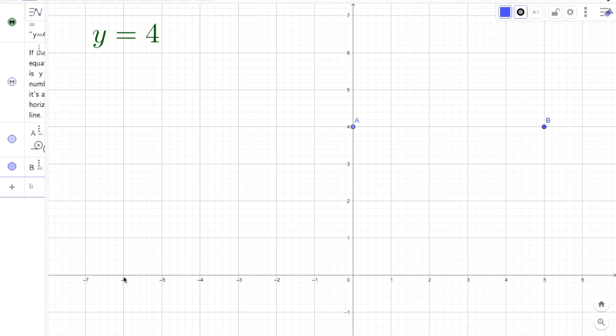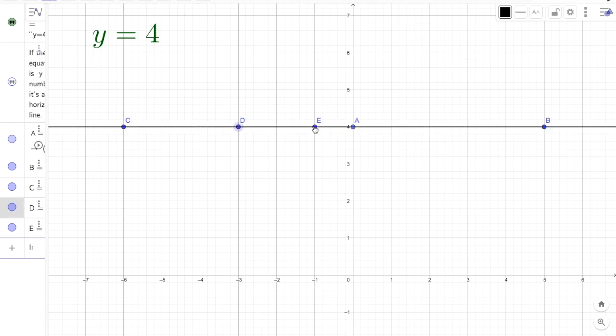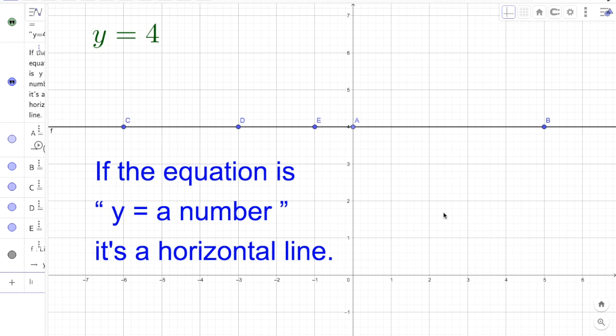-6. All right, -6. I'm going to go up to 4. Boom, there's another point. I think you can start to see kind of the pattern that's going on here. No matter where I go, this line is going to end up being horizontal. Okay, so that goes through all those points. All right, so the main thing to remember when we're talking about equations that look like y equals a number is that it's always going to be a horizontal line.